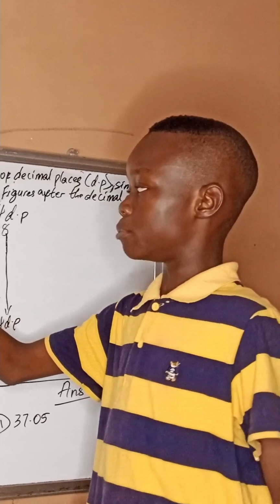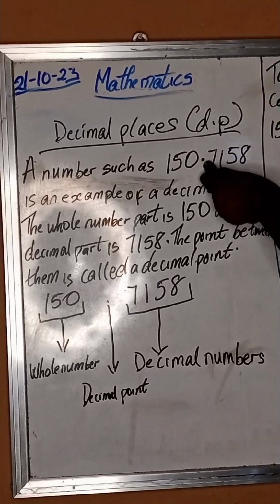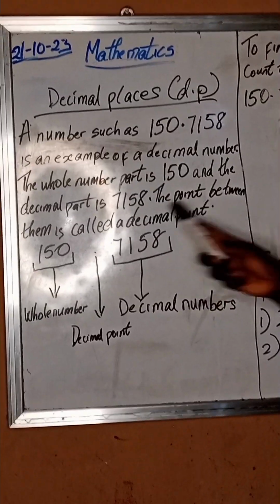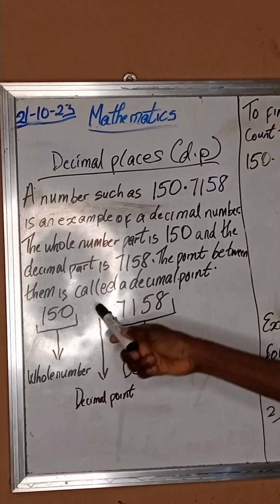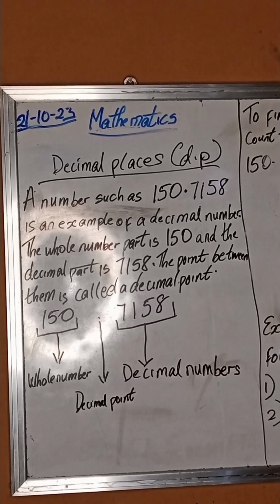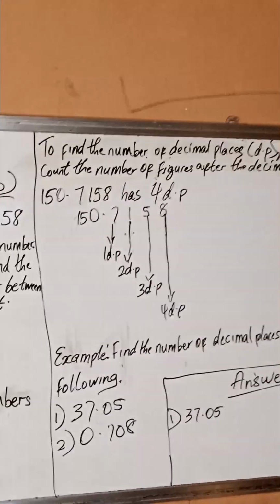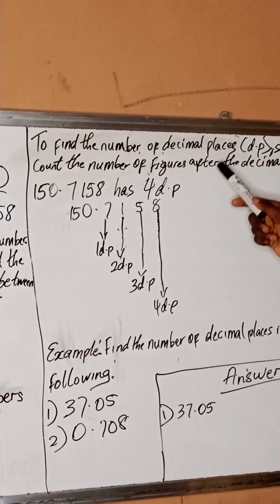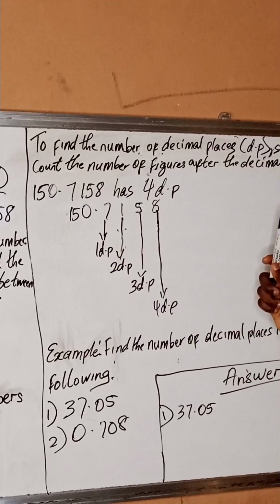The whole number part is 150. That means the whole number is before the decimal point. And the decimal part is 7158, which is after the decimal point. So the point between them is called the decimal point, as I said earlier. To find the number of decimal places, simply count the number of figures after the decimal point. 150.7158 has 4 decimal places.